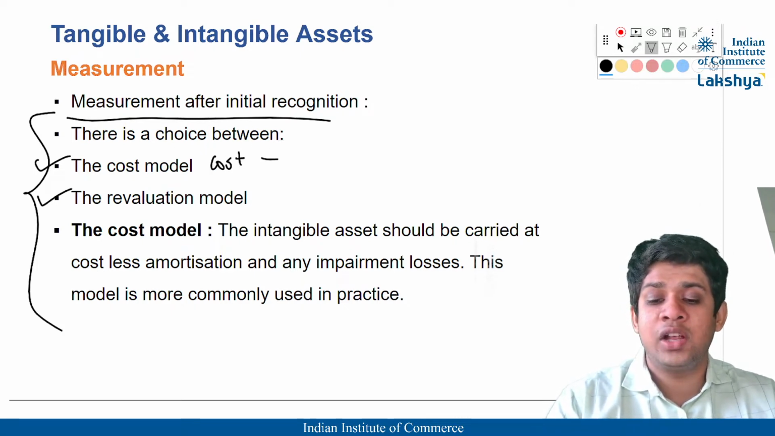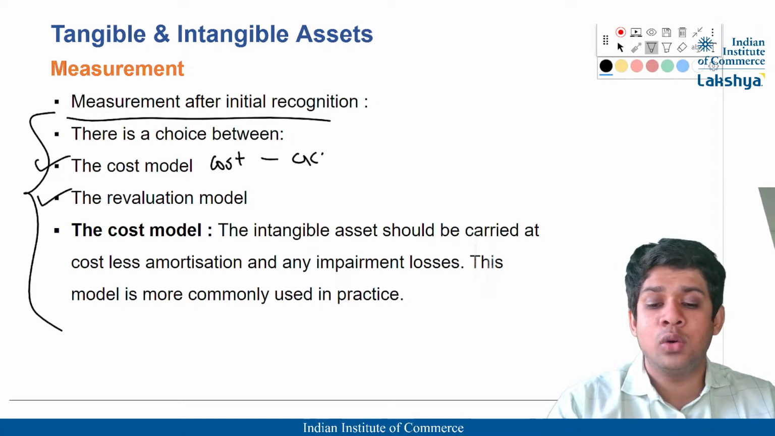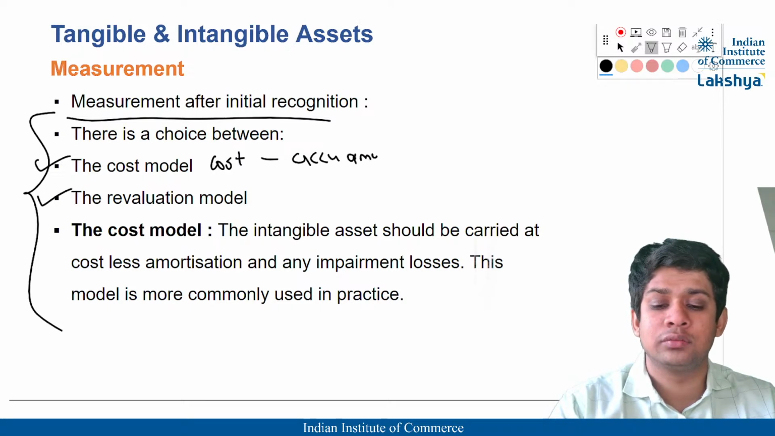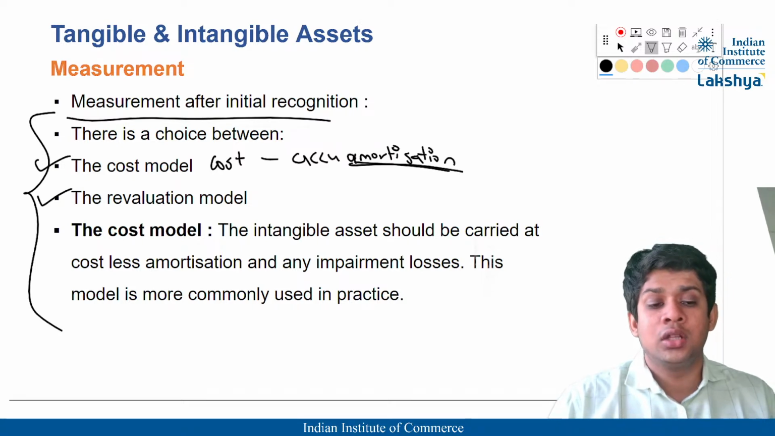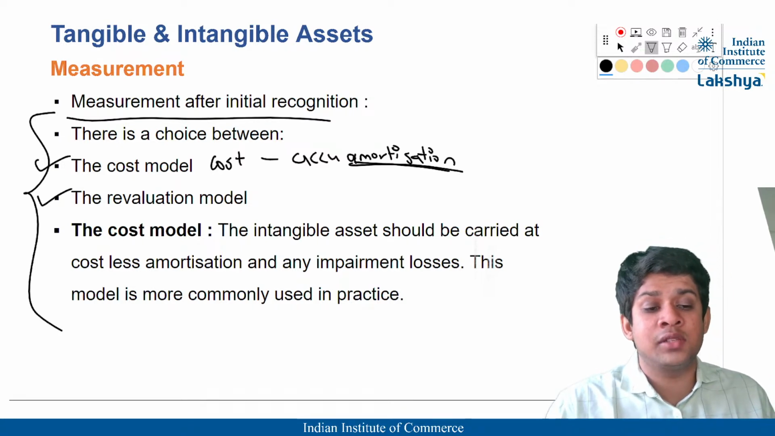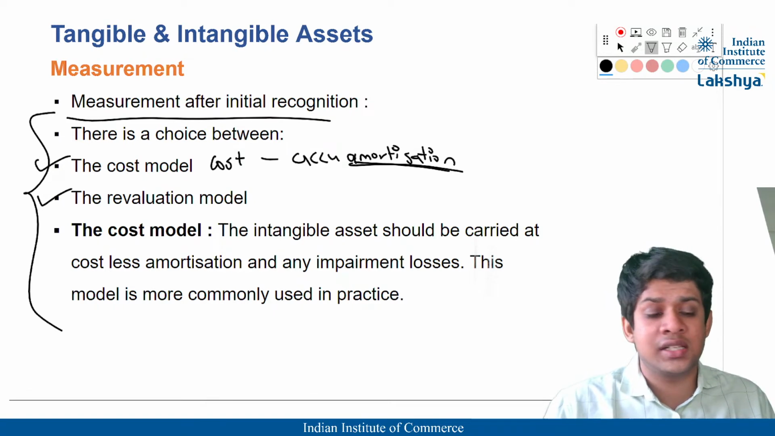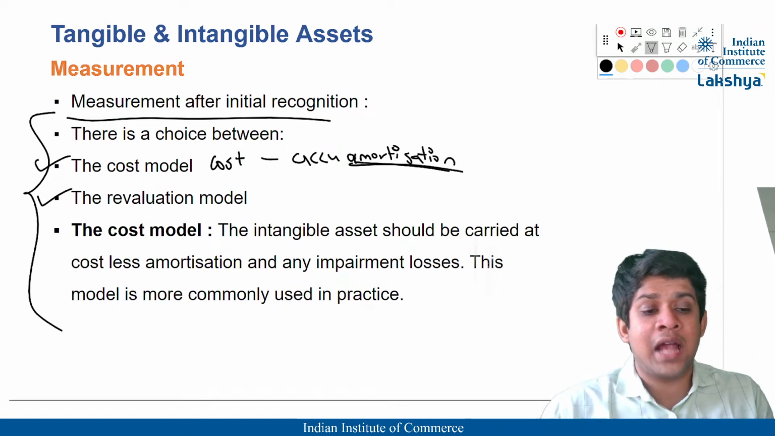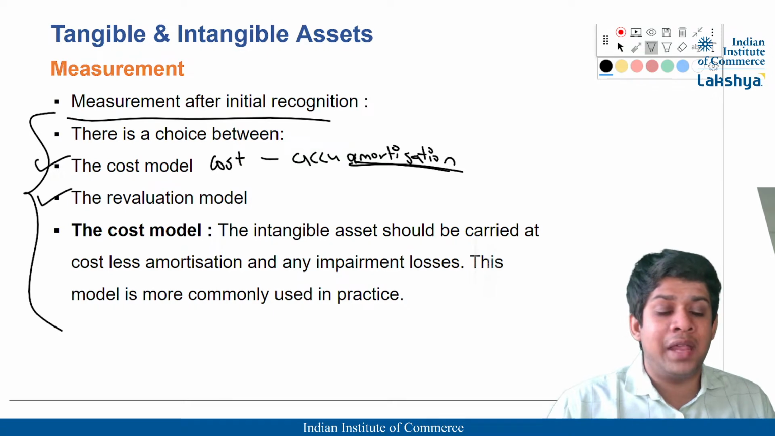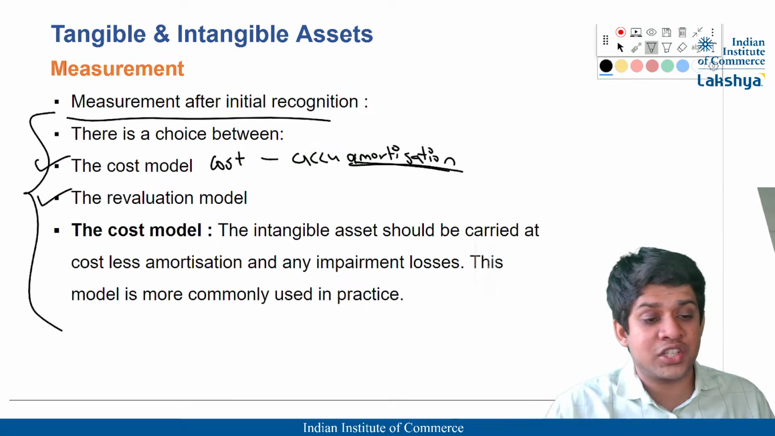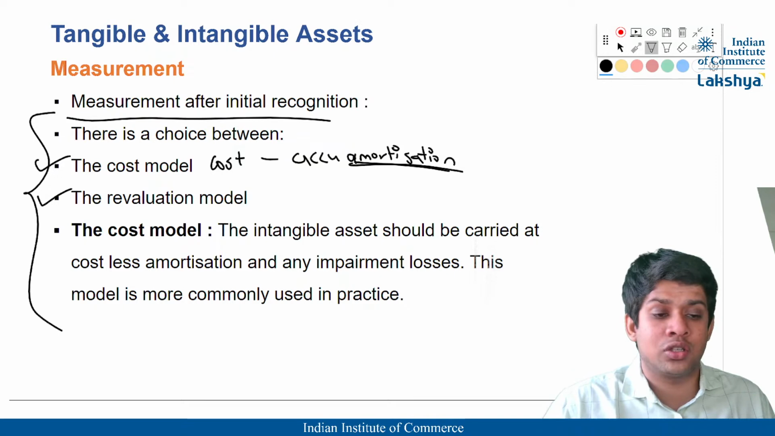under the cost model, it will be cost minus accumulated depreciation, correct? But here we will do accumulated amortization. Amortization is the same concept as depreciation. The only thing is that different names are given. For a tangible asset, it is known as depreciation. For an intangible asset, it is known as amortization. It is the same thing: you systematically allocate a certain amount to your P&L every year. That is what depreciation is, and that is what amortization also is.